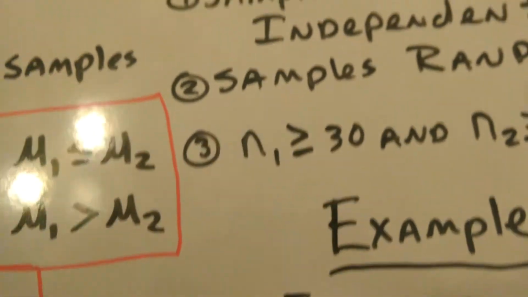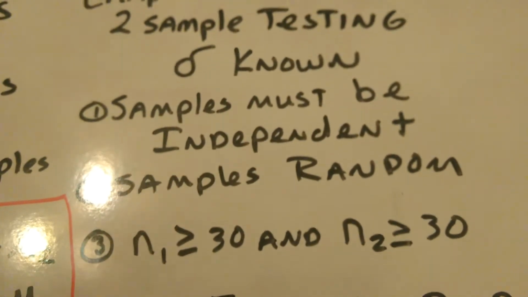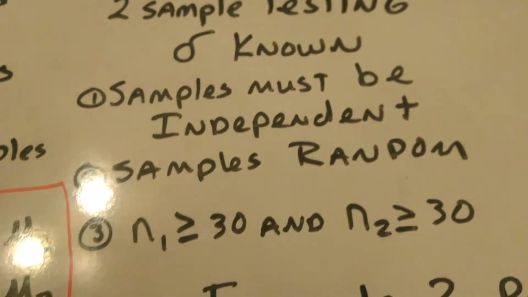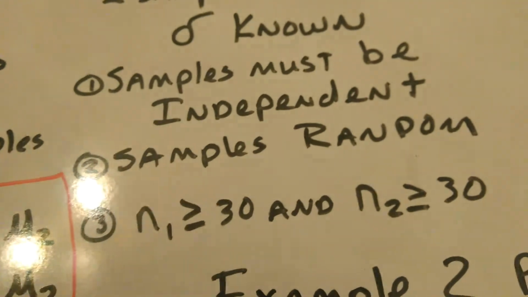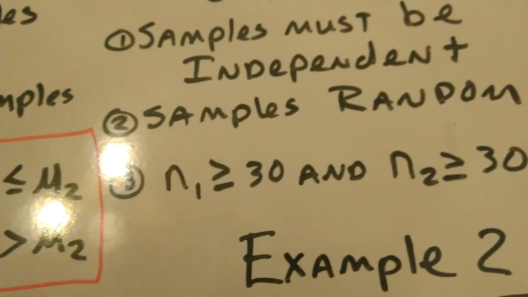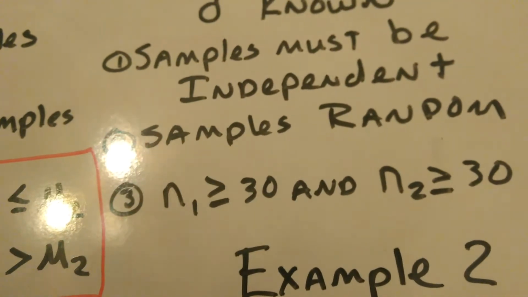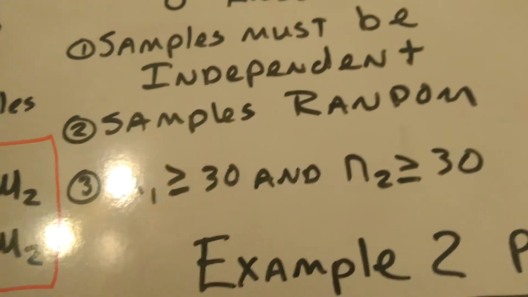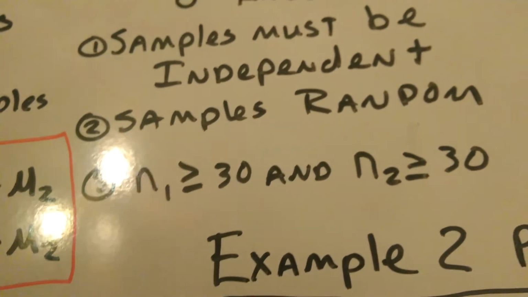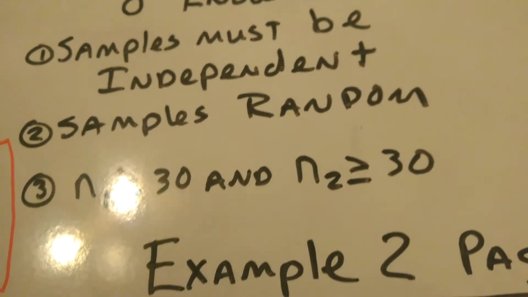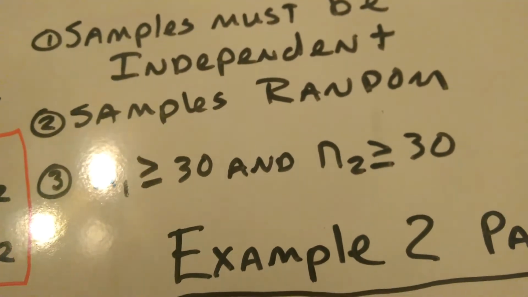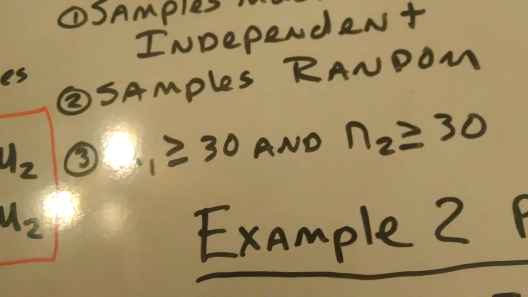All right. So in two-sample testing where sigma is known, one of the first things we've got to do is make sure that the samples are independent. If the samples aren't independent, we can't do this type of test. We have to do a dependent sample test, which we'll talk about later. We also want to make sure that the sample size of the first sample is greater than or equal to 30, and that the sample size of the second sample is greater than or equal to 30. That is our central limit theorem, unless, of course, the problem states that both samples are normally distributed.